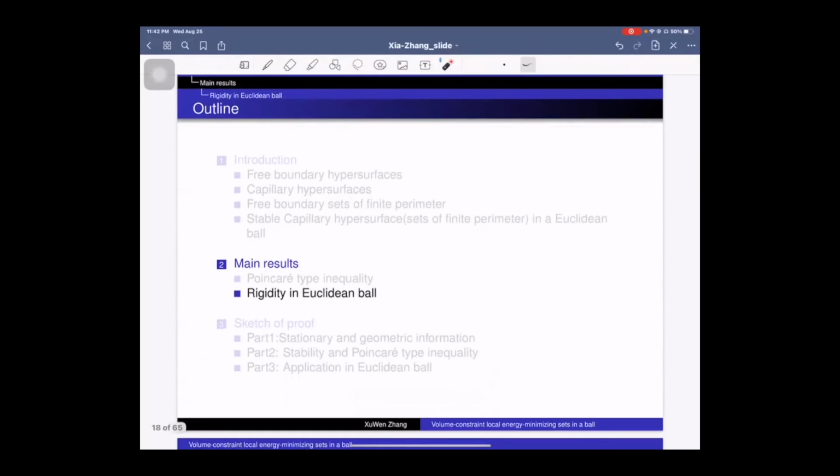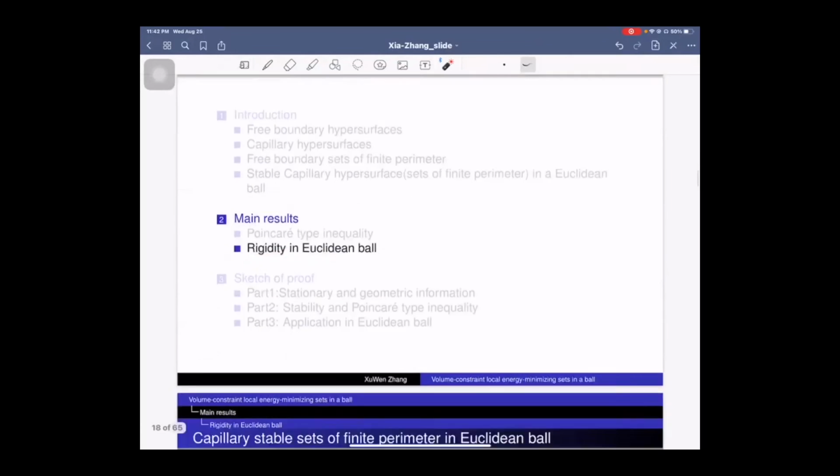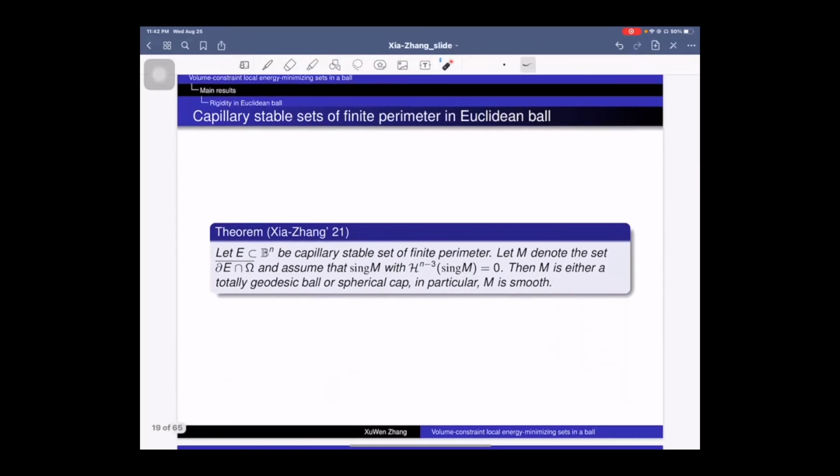In particular, if omega is taken to be a Euclidean ball, we have some rigidity results. Now, if E in the Euclidean ball is a capillary stable set of finite perimeter with a low Hausdorff dimension of the singular part, then we have the rigidity that M is either a totally geodesic disk or a spherical cap. And this result proves the regularity by the stability. And that's my first part.